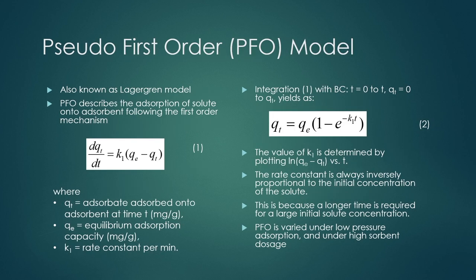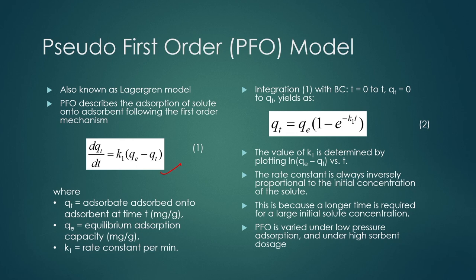And then we will discuss the pseudo first order model. What is the pseudo first order model? It is also known as the Lagergren model. This model describes the adsorption of solute onto adsorbent following a first order mechanism, which can be represented by equation number 1, written as dqt by dt equal to k1 into qe minus qt, where qt is the amount adsorbed onto the adsorbent surface at time t.